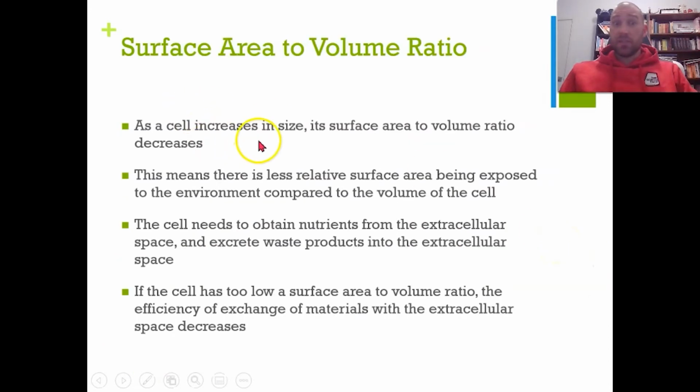And this applies in biology. As a cell increases in size, its surface area to volume ratio decreases. That means there is less surface area exposed per unit volume, and that means there's less surface area compared to the volume for exchange to occur over. Cells need stuff from the extracellular space, and they also need to give stuff back to the extracellular space. They need to get nutrients in, and they need to get waste products out. If you have too small a surface area to volume ratio, you can't do that very efficiently, and that can be very bad for the cell. So if a cell has too low a surface area to volume ratio, the efficiency of exchanging materials with the extracellular space is decreased, and in fact it's a trigger for cell division when cells get too large.